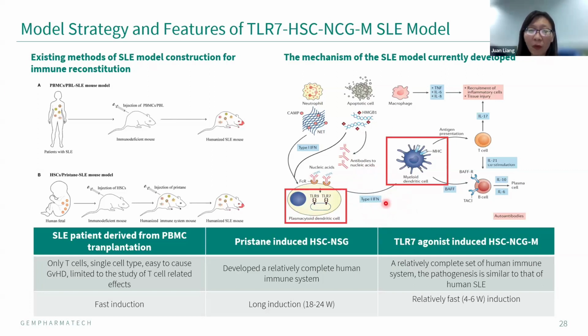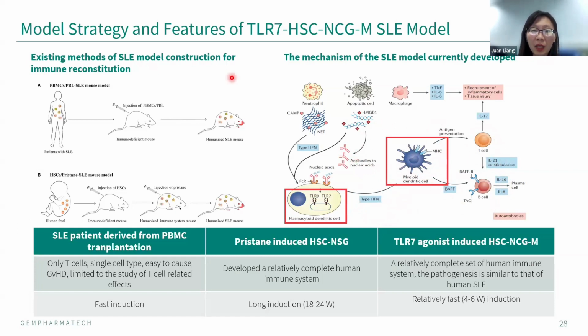The type 1 interferon cytokine can activate the APC cells. So the APC cells can activate T cells. Then the T cells can activate the B cells. The autoreactive B cells can release autoantibodies targeting the organs and tissues. So SLE develops.